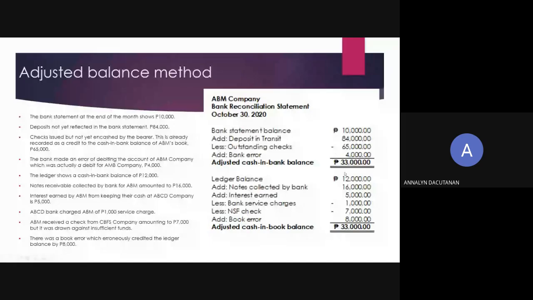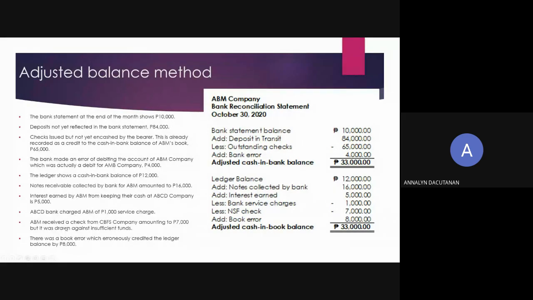So let's move on to ledger. Sabi dito, ang cash in bank balance daw is, as per ledger, is 12,000. And then there's a notes collected by the bank, which is 16K. Also, ABM earned an interest of 5. ABM of 1,000 service charge. And then we have an NSF check amounting to 7,000. Again, NSF check, this is the check paid to us. And then the moment na i-encash na dapat natin siya, wala pa lang po, it again doon sa cash balance natin per book.